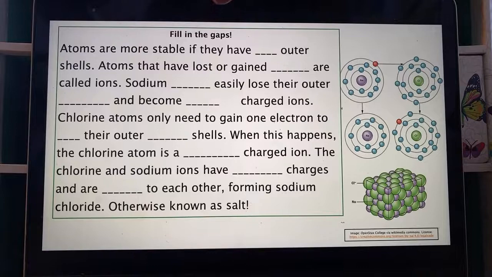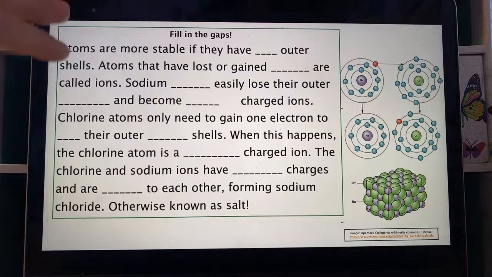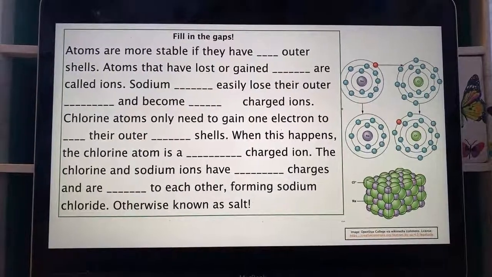Atoms are more stable if they have something outer shells. I'll read it through. Do as much as you can, and then I'll put words on the board for you to use to fill the gaps in to help you. Atoms are more stable if they have something outer shells. Atoms that have lost or gained something are called ions. Sodium somethings easily lose their outer somethings and become somethingly charged ions. Chlorine atoms only need to gain 1 electron to something their outer something shells. When this happens, the chlorine atom is a somethingly charged ion. The chlorine and sodium ions have something charges and are something to each other, forming sodium chloride, otherwise known as salt.